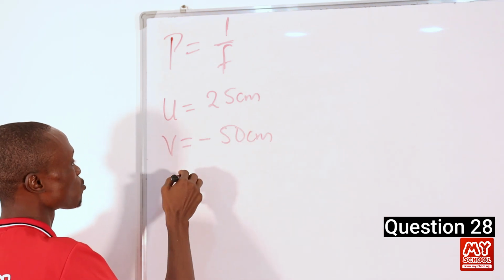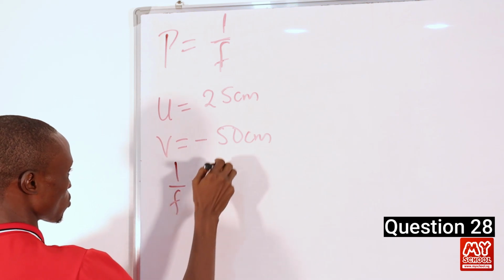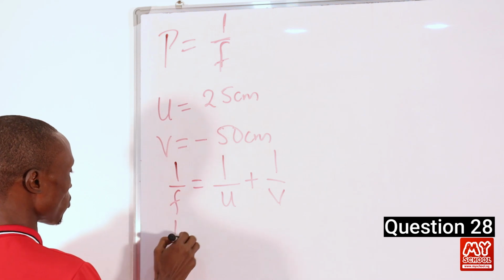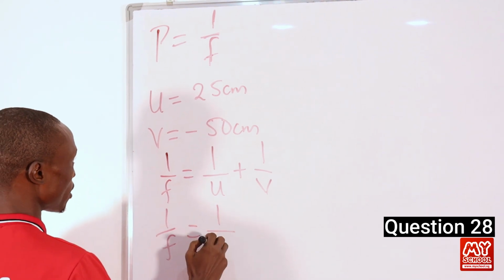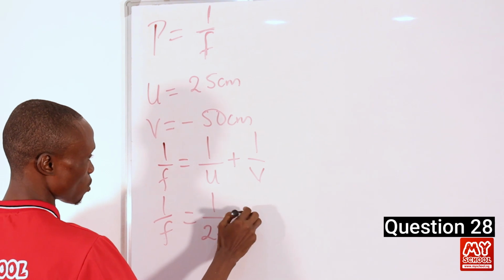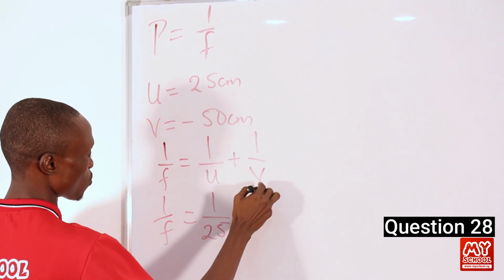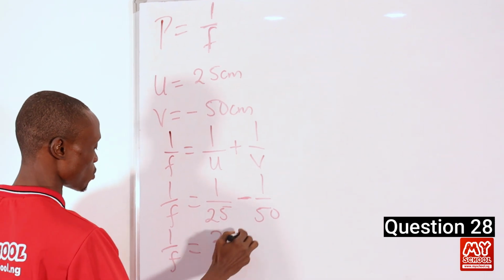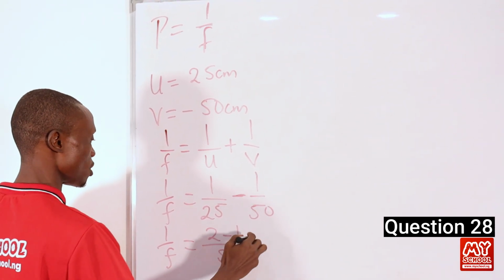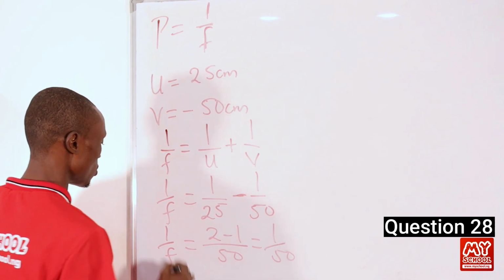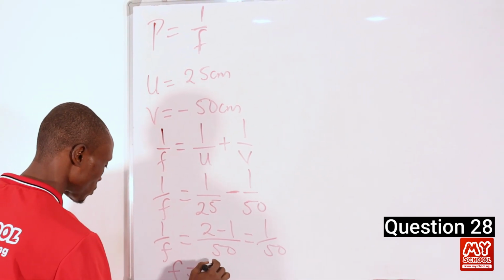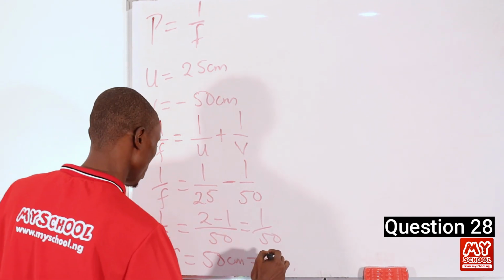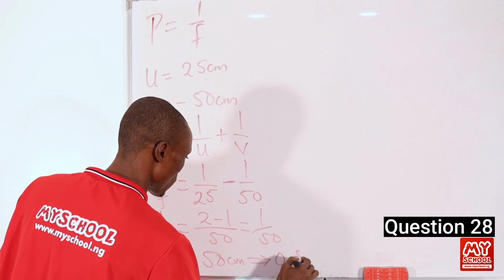So using our lens formula, 1 over f is equal to 1 over u plus 1 over v. So 1 over f becomes 1 over 25 minus 1 over 50. So that 1 over f is equal to 2 minus 1 all over 50, which is 1 over 50. So here f becomes 50 centimeter, which is equivalent to 0.5 meter.